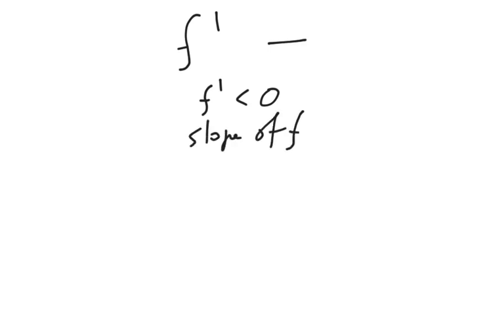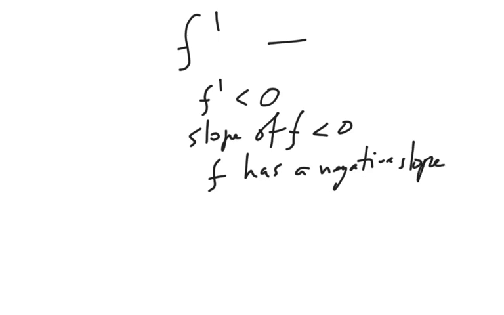So it's very similar, right? If f prime is negative, well, then we can fill in all the steps, right? F prime is negative means that f prime is less than 0, which means that the slope of f is less than 0, which means f has a negative slope. You see where I'm going with this.